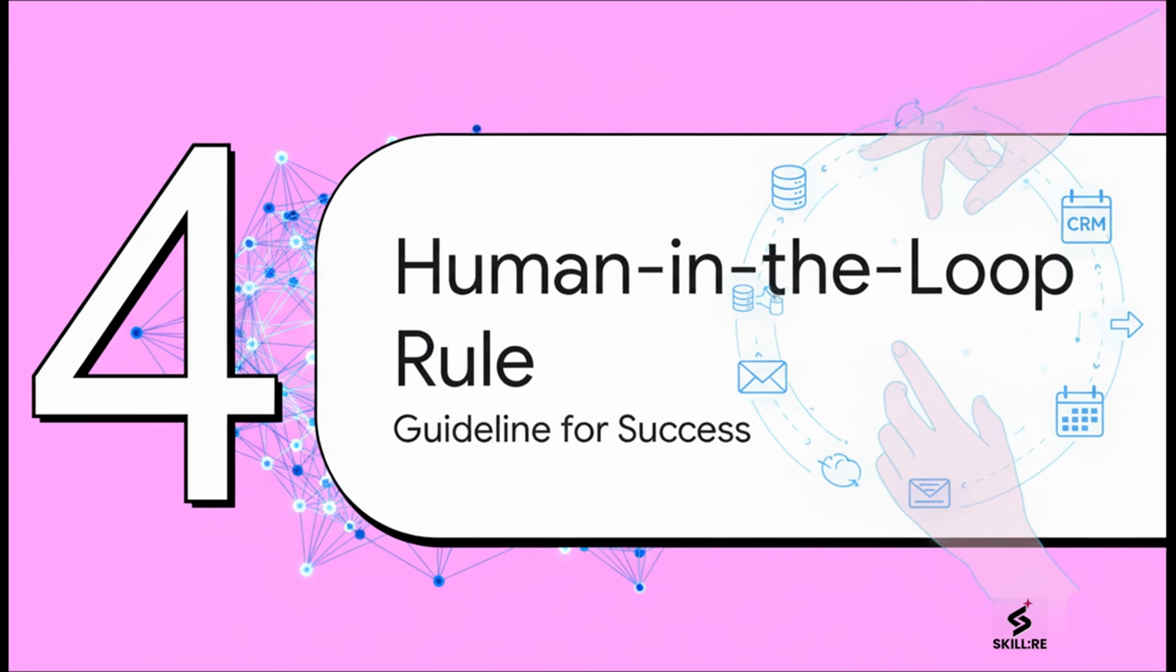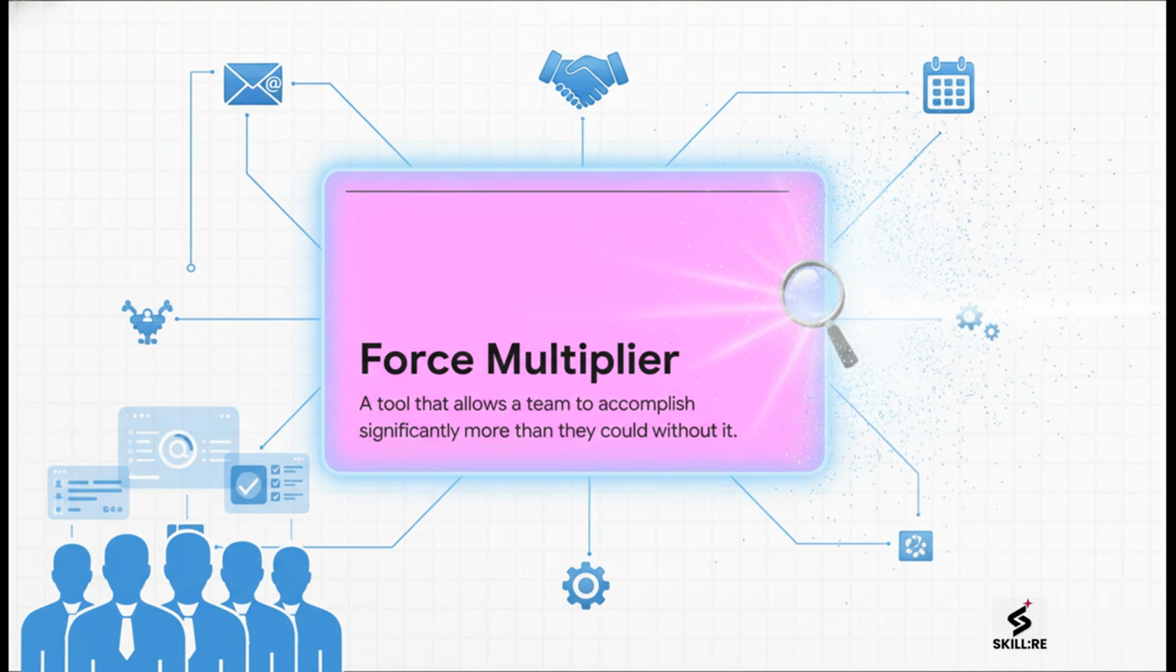Which brings us to our final and, honestly, the most important piece of the entire puzzle. To make all of this work and to do it safely, you have to follow the human-in-the-loop rule. Look, the most important thing to get is that AI is not about replacing your team. It's about making your team better. It's a force multiplier. It takes the skills and the expertise your people already have and just lets them apply it at a scale that was never, ever possible before.